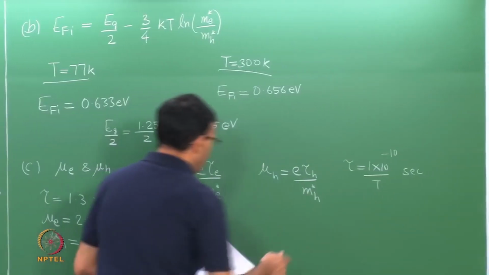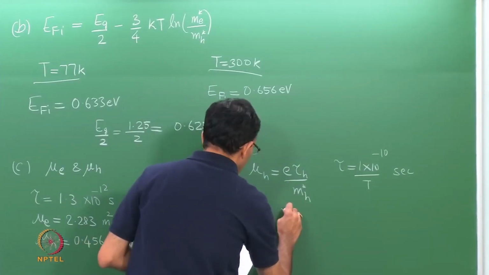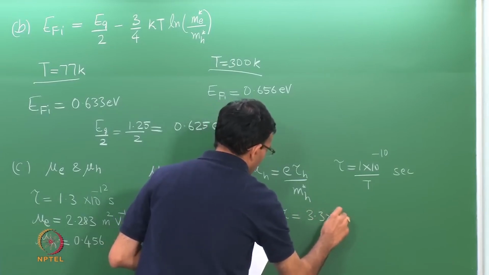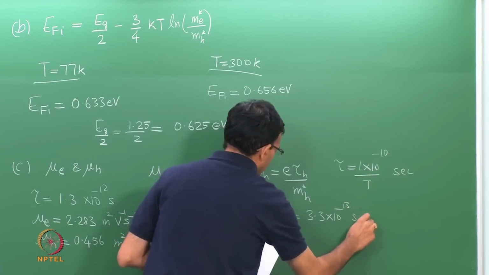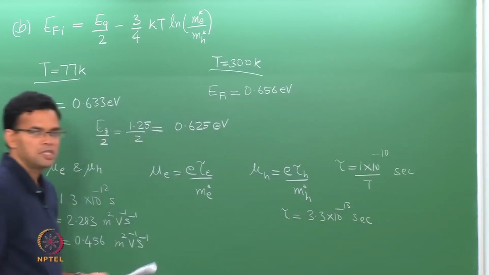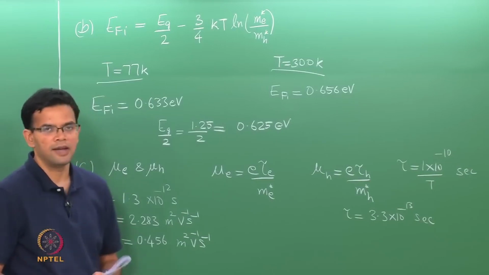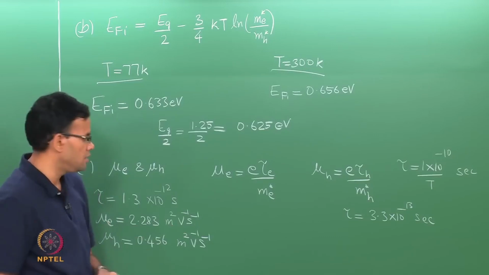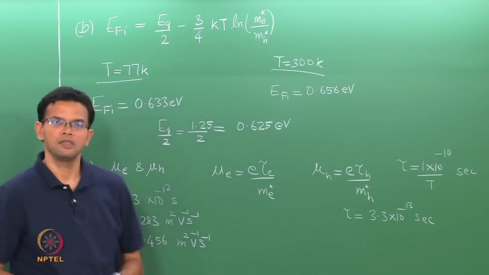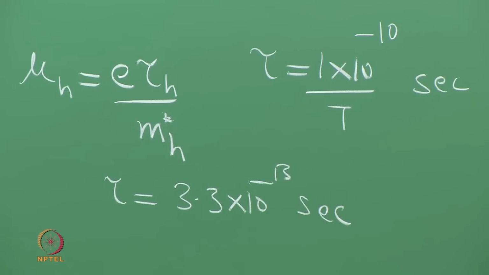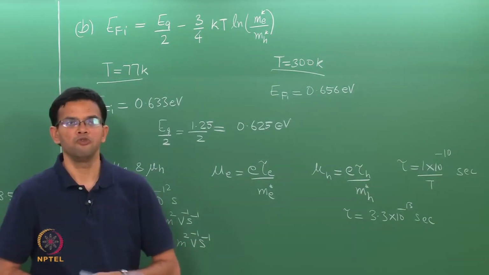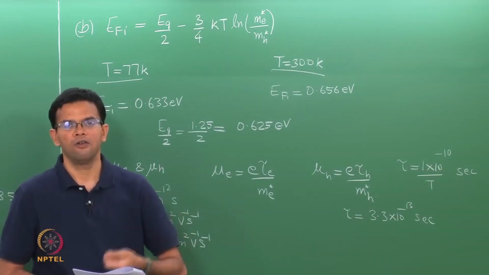We can do the same for 300 Kelvin. In this case tau is 3.3 times 10 to the minus 13 seconds. So, higher the temperature, smaller is the scattering time. So, at low temperature this is minus 12 seconds, this is minus 13 seconds. So, one way to think about this is higher the temperature, faster the electrons and holes are moving because they have higher thermal velocities. So, they can scatter off the atoms quicker.